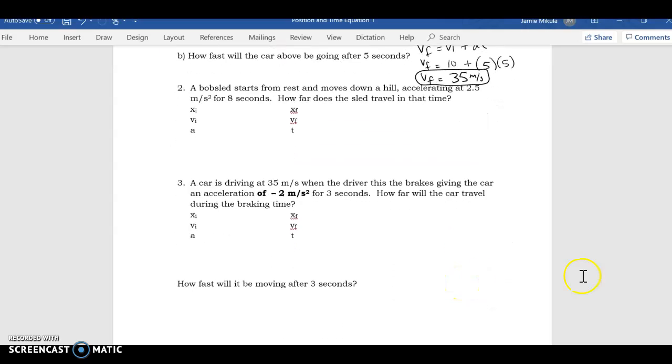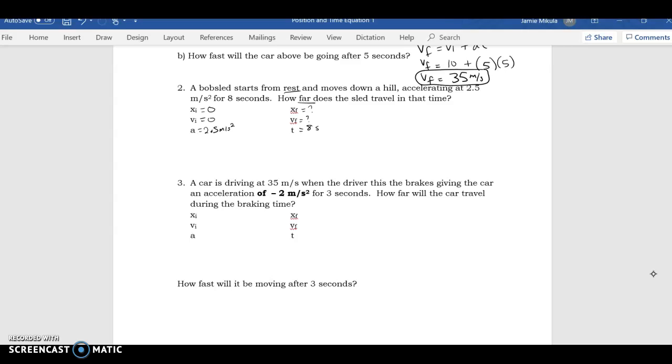All right, so looking at number 2, a bobsled starts from rest. Okay, so its initial velocity is 0, moves down a hill accelerating at 2.5 meters per second squared, so that's going to be A. That's 2.5 for 8 seconds. How far is the position will the sled travel in that time? So again, I'm going to label his initial position as 0 just to make it easy. We want to know his final position, and he probably wanted us to solve for that too, so we'll solve for both of them.